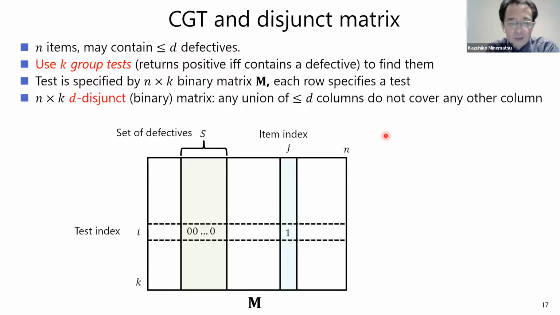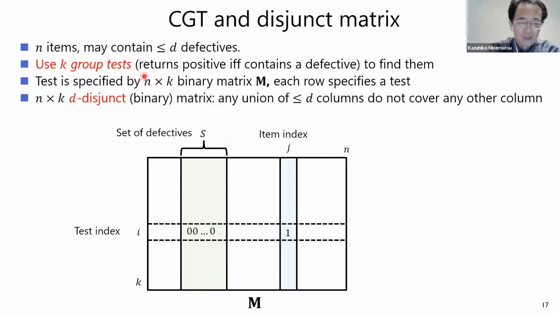So let me move to the description of combinatorial group testing. Suppose we have n items that may contain at most d defectives. In the original setting, invented in World War II, the item is a blood sample, and the defective is a bad blood sample infected by viruses. We want to find all the defectives by using group tests.